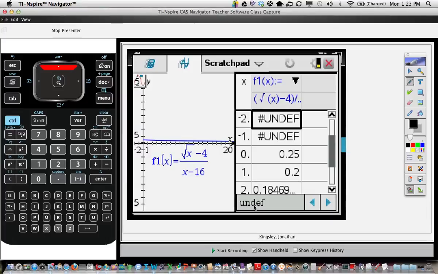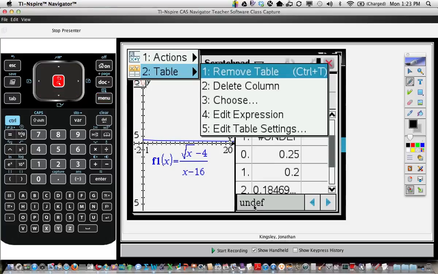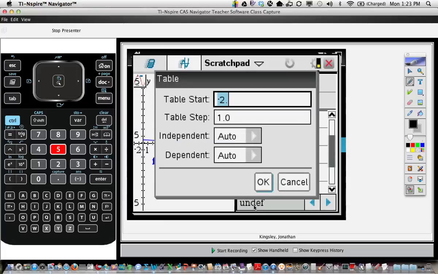While your table is boxed in, and if it's not, go ahead and click here. Go to Menu. Go to Table. Go to Table Settings. Number 5, edit. And start our table where? At 16, right? We're doing as x approaches 16.